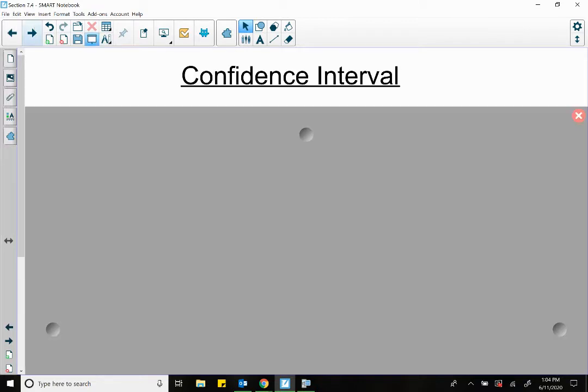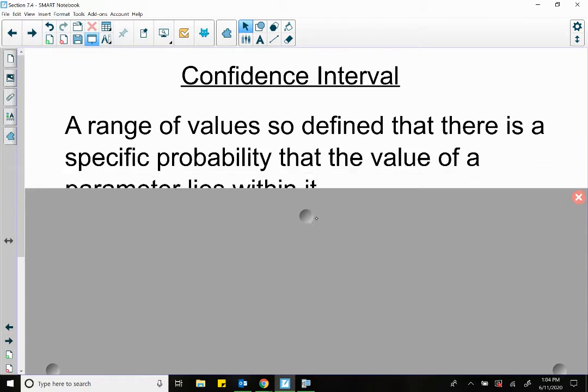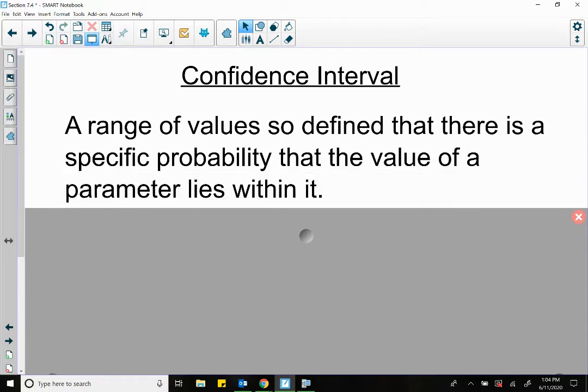And what is a confidence interval? Well, a confidence interval is a range of values so defined that there is a specific probability that the value of a parameter lies within it. So, in other words, you're going to get a range of values, and somewhere in there will lie our population parameter, our population proportion. Okay? That's what a confidence interval allows us to know.